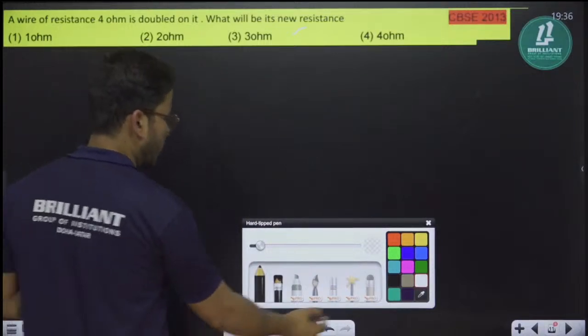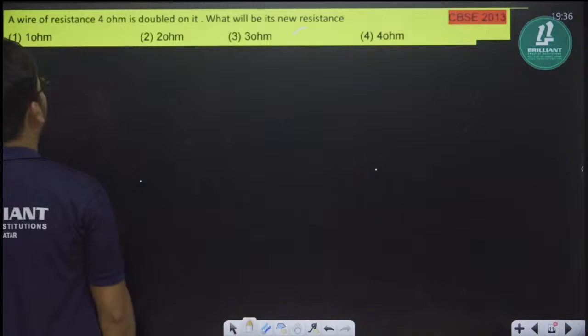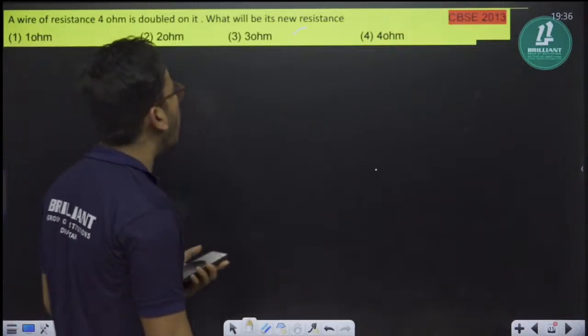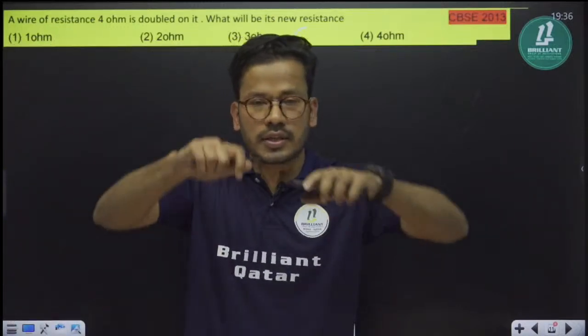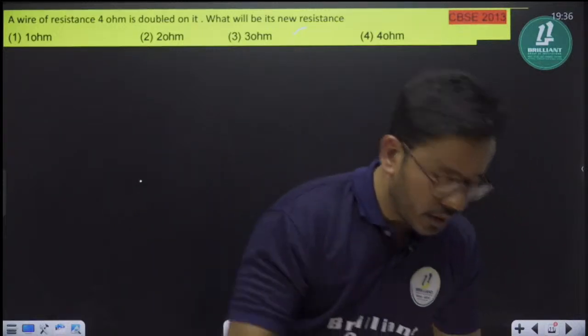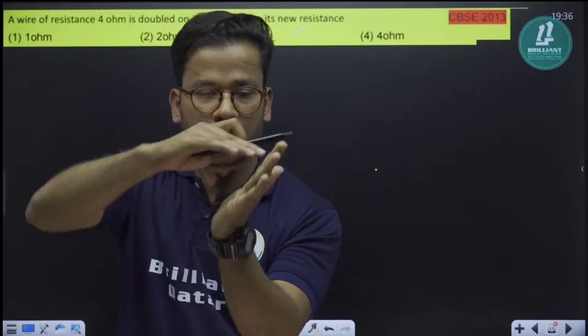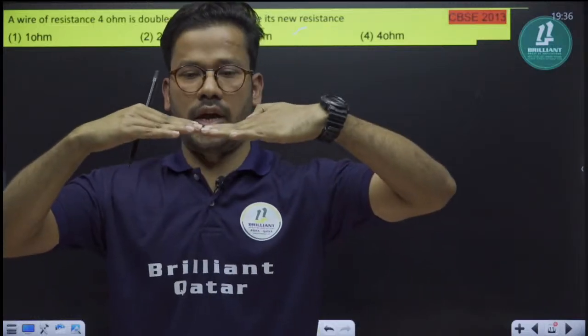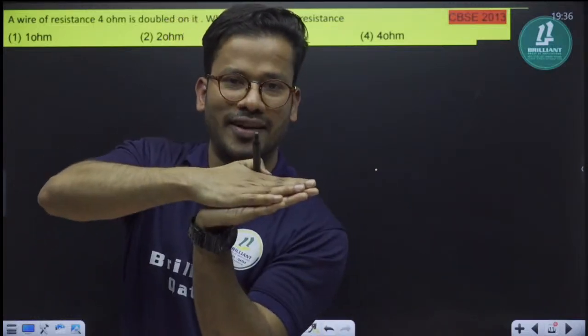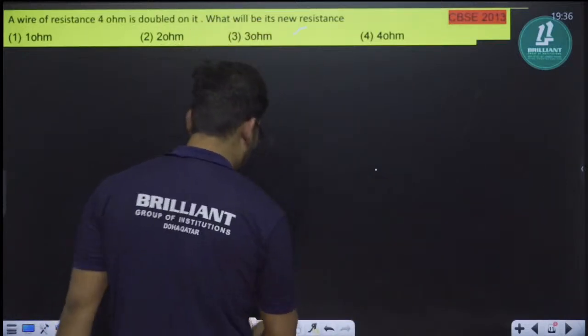See properly what the answer is going to be. A wire of resistance 4 ohm is doubled on it. Its new resistance will be. So see, this is the wire I have. Doubled in it means right from the center I folded it like that. Understanding? That's the meaning of doubled in it.